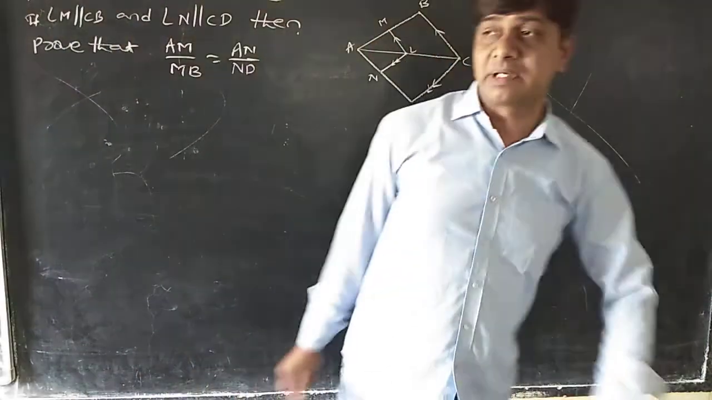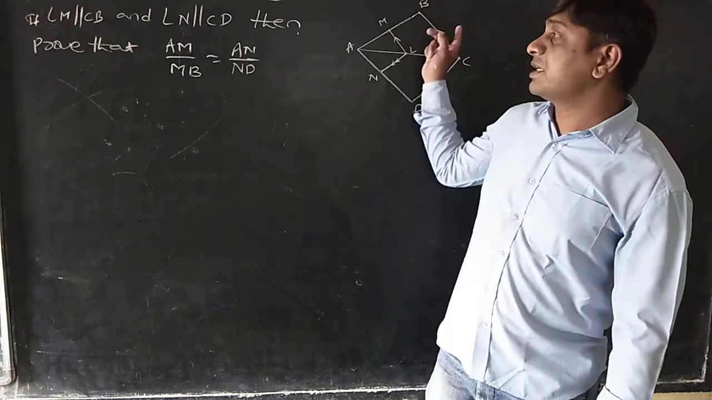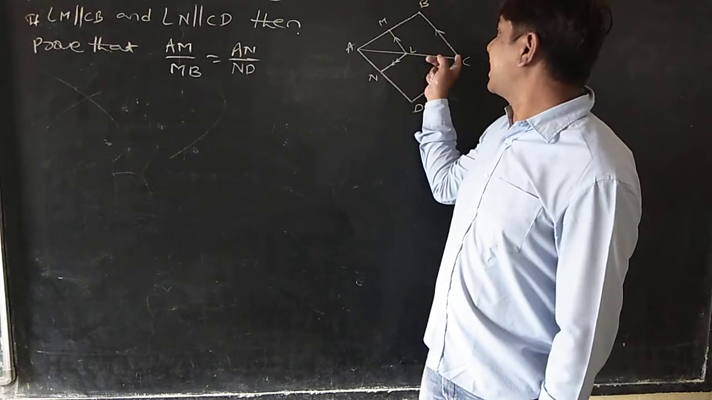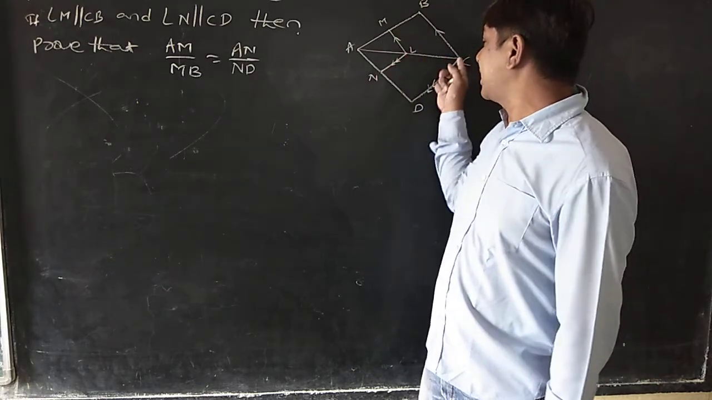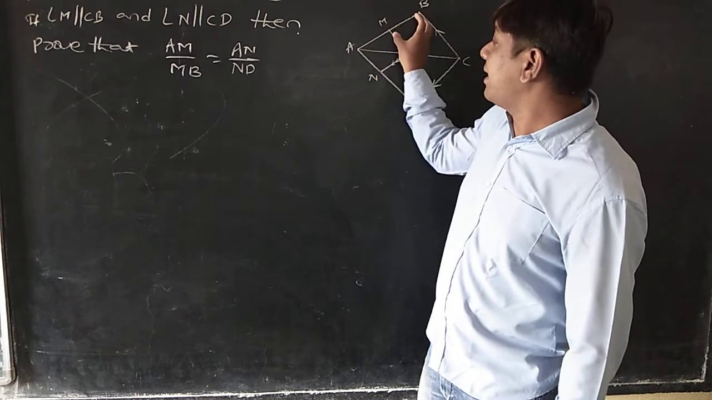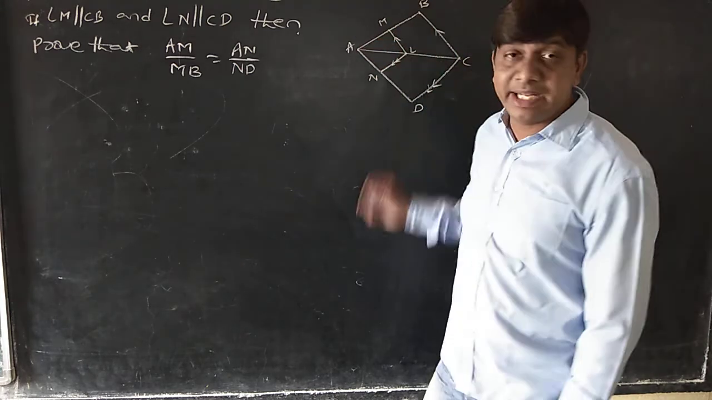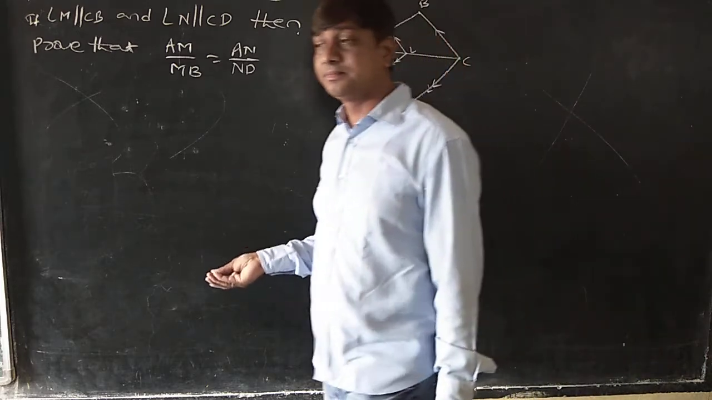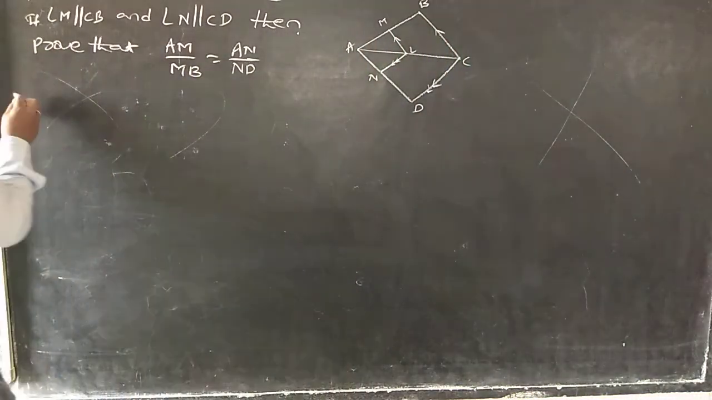Listen to me now carefully. In the adjacent figure, LM is parallel to CB, LN is parallel to CD. Then prove that AM by MD is equal to AN by ND. We have to prove it. See now.